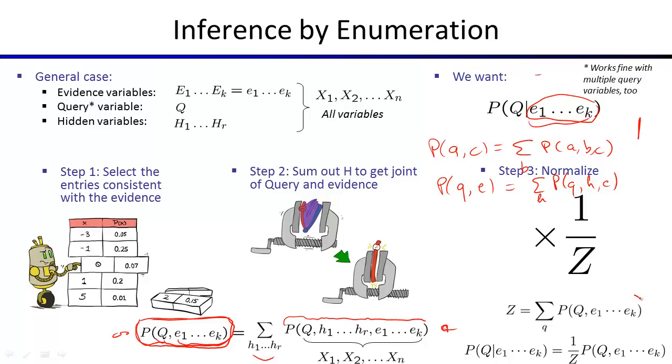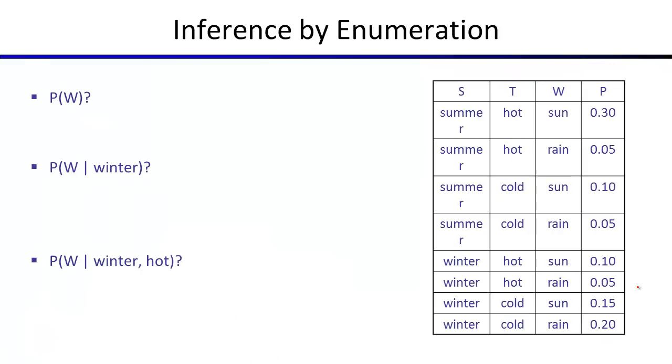All right, let's look at these mechanics in action on this slide over here. How about PW? In this case, what are our query variables? Query variable: W. Evidence variables: the empty set. And hidden variables are, in this case, S and T. So what this is saying is we grab everything consistent with the evidence. The evidence is empty, so that means we grab everything, because everything is consistent. So we have the entire table after the first step.